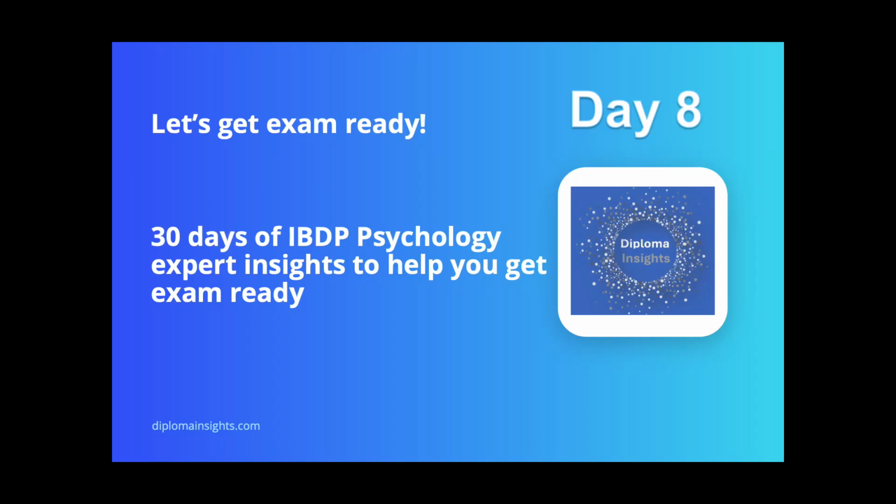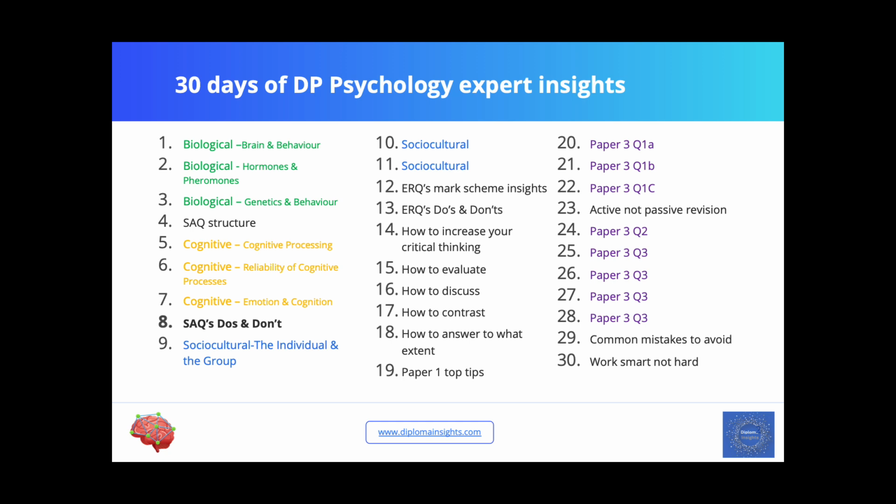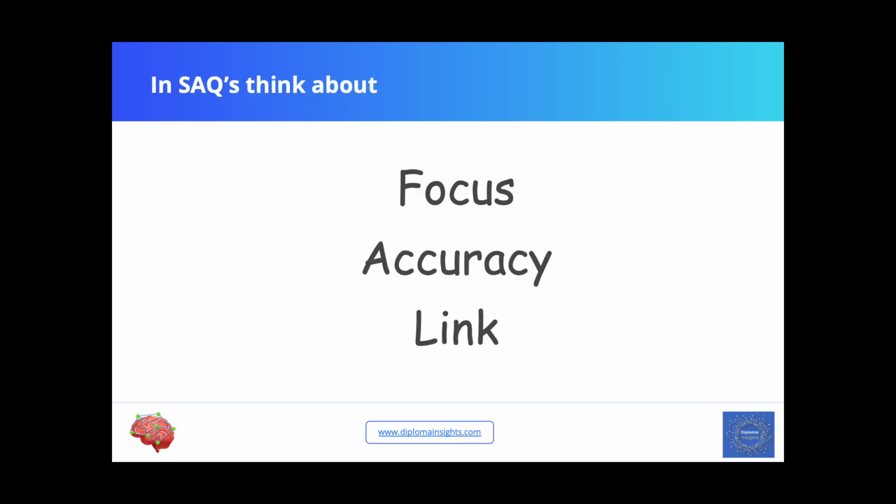Today we are looking at some key do's and don'ts for short answer question responses. If you remember, there are 3 key things to think about when it comes to your SAQ responses. The first is to focus on the question. Make sure your response is fully focused on what the question wants you to do, your response is fully accurate in terms of the knowledge you're including and your summaries of the studies, and you are clearly explaining how the chosen studies link to the question.